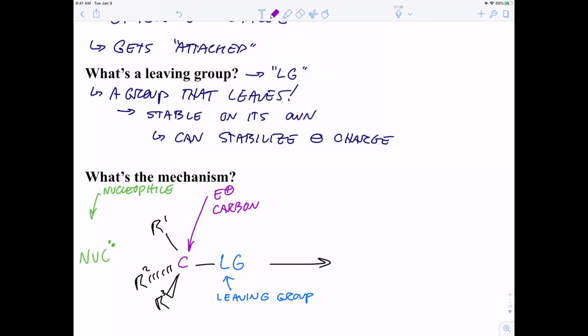Another way to think about the nomenclature, there's a lot of different ways to talk about organic chemistry, but the electrophilic carbon being the one that's directly attached to the leaving group, we also might call the alpha carbon, which will help us out with elimination reactions later on. Now, this is not to be confused with alpha positions in carbonyl chemistry, which can be a different thing.